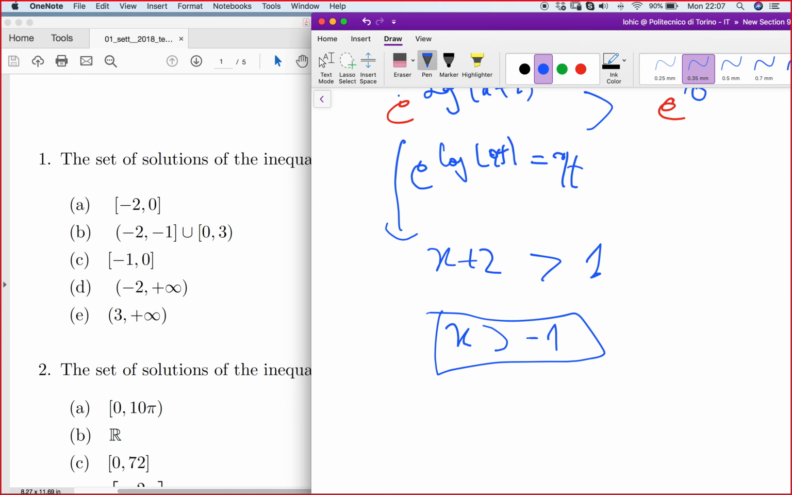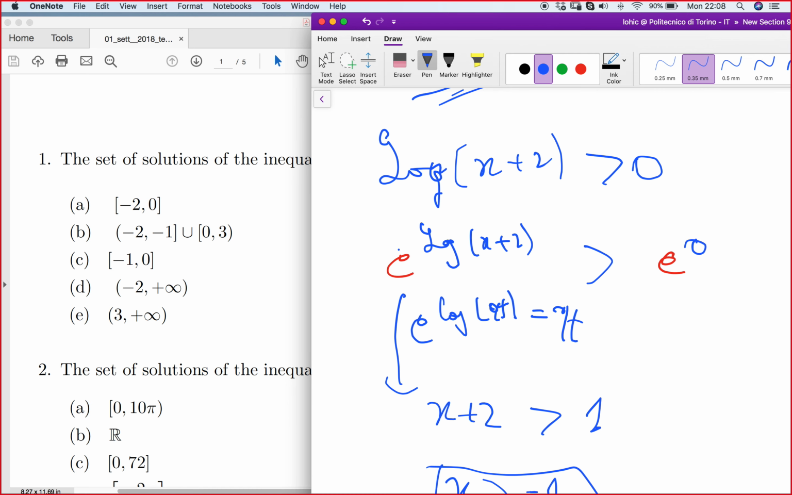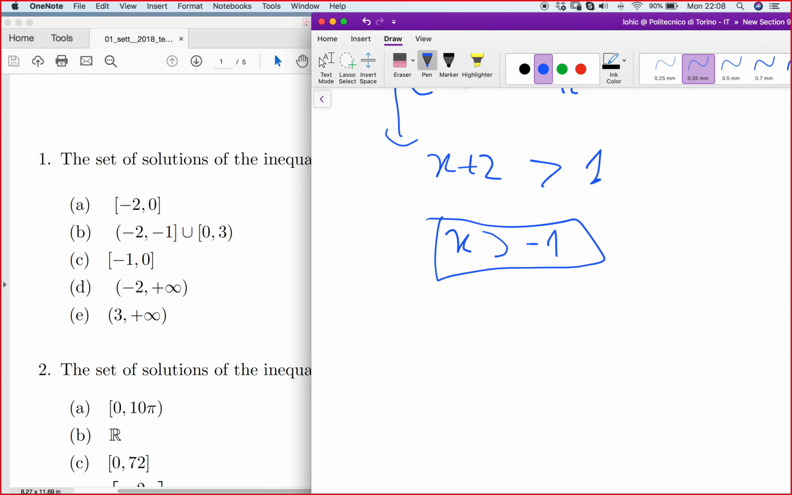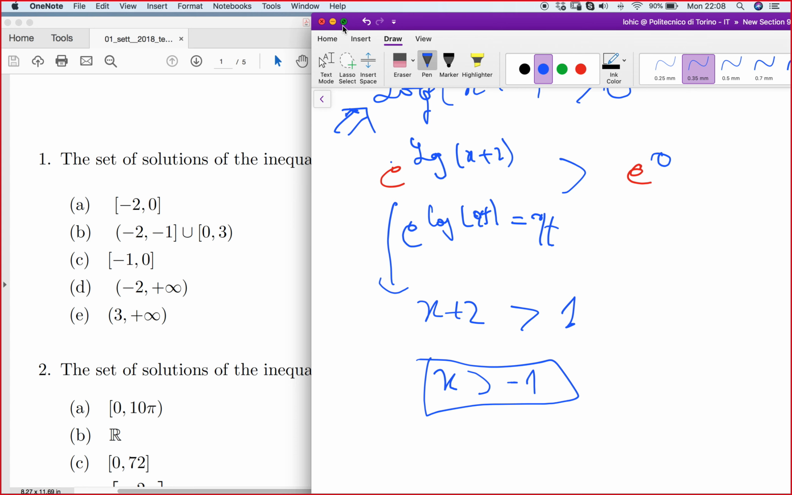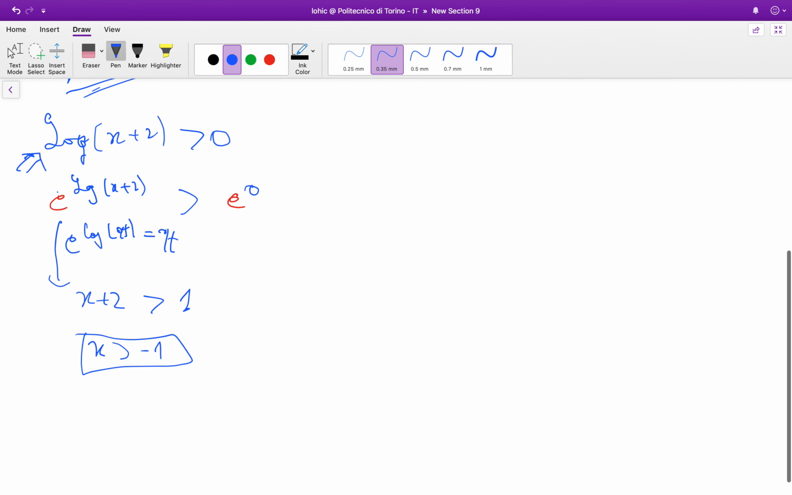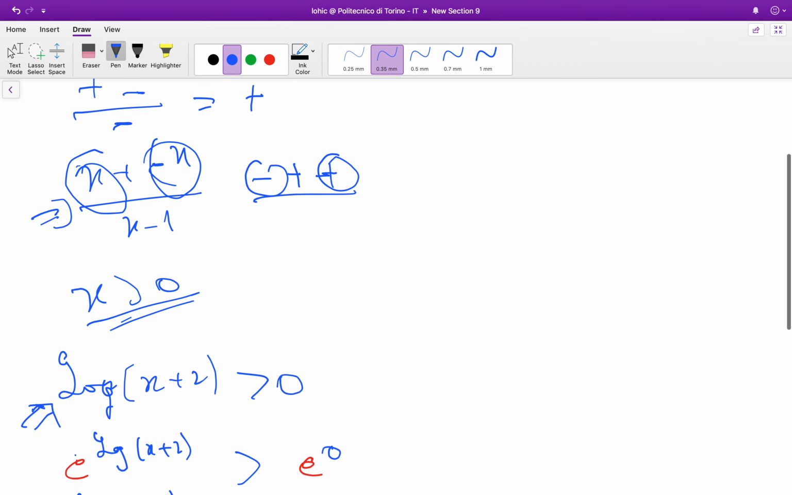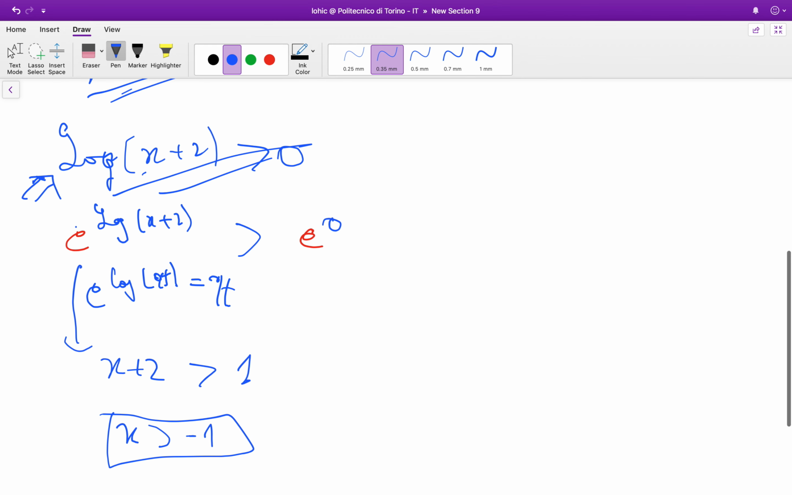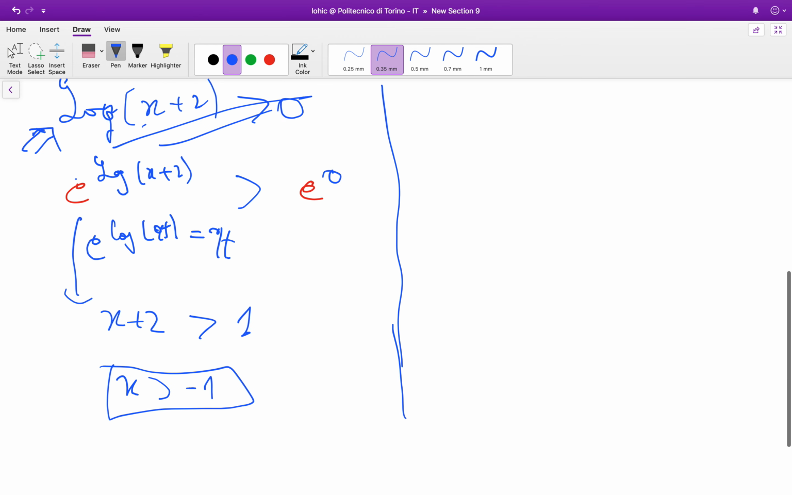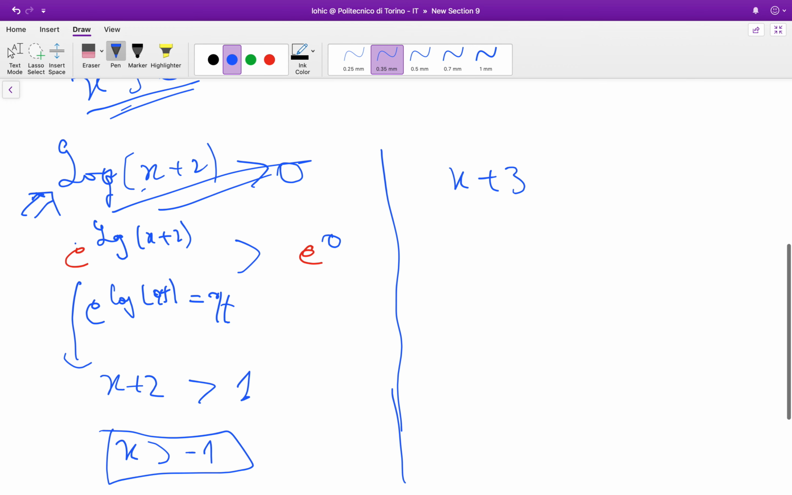Yes or not? So what do we get? We got that this stuff here is positive when x is greater than minus 1. Is that clear? Let me put the full board. We got that this stuff here is positive when x is greater than minus 1. Is that clear? Now let's take the last component. The last component is x plus 3. So we go x plus 3 greater than 0. It's when x is greater than minus 3.